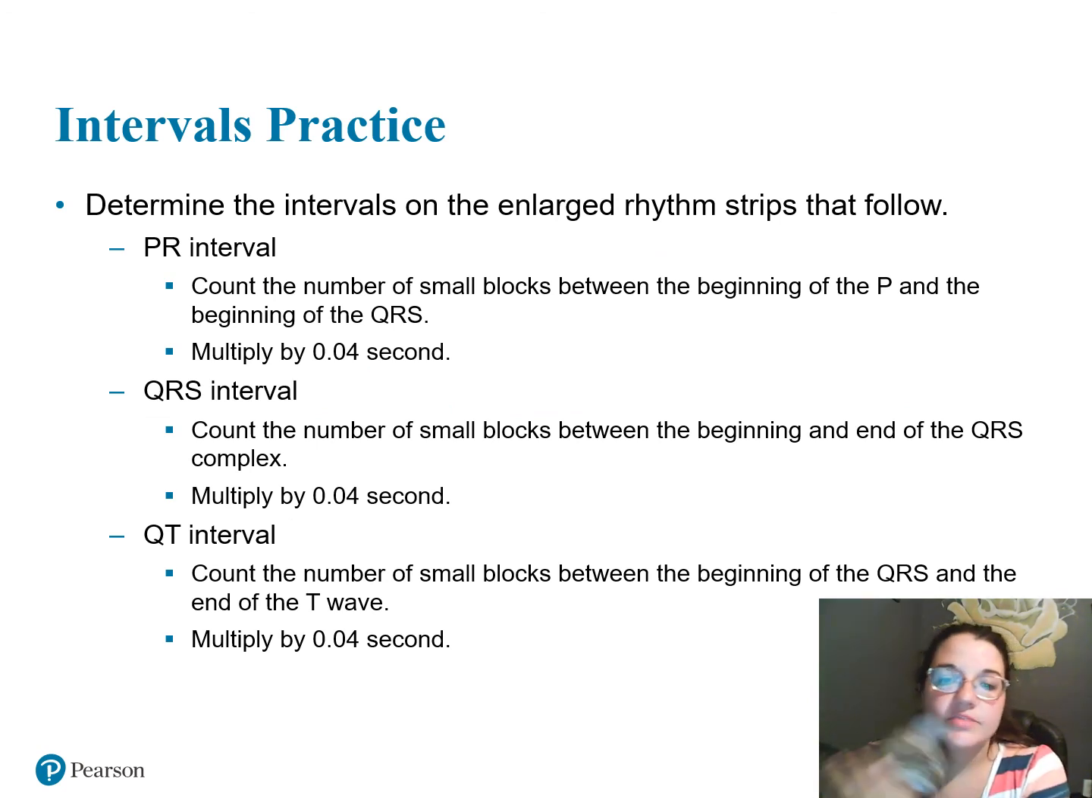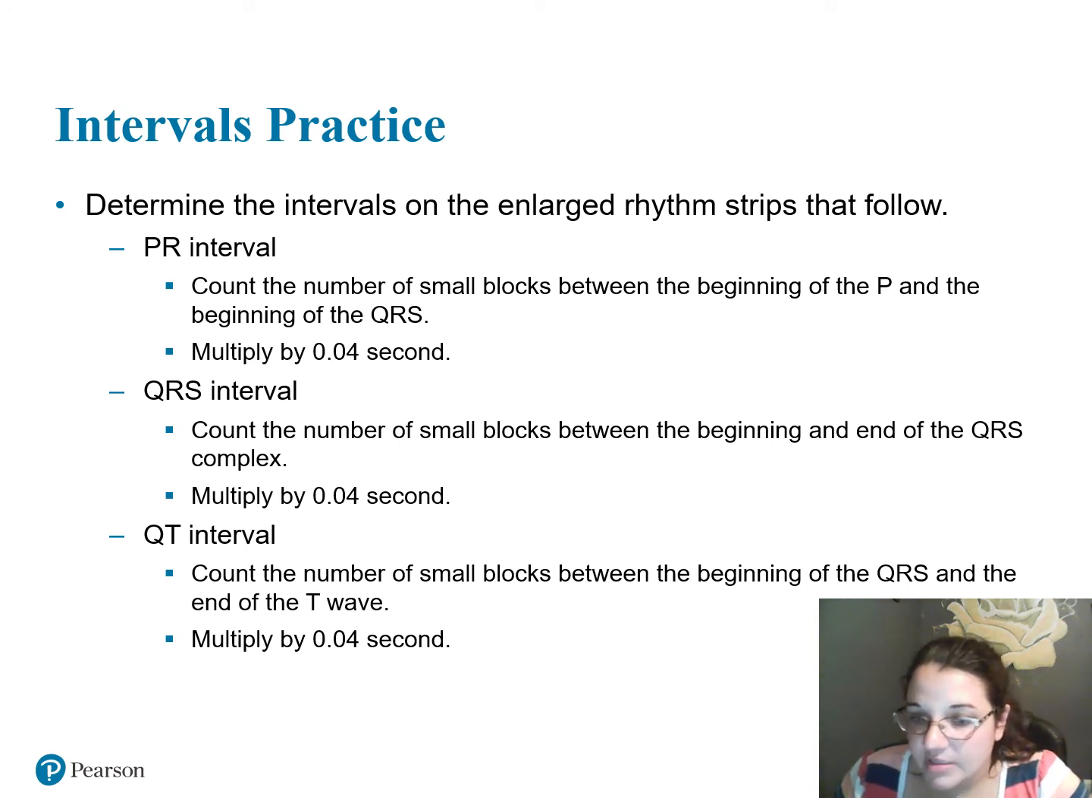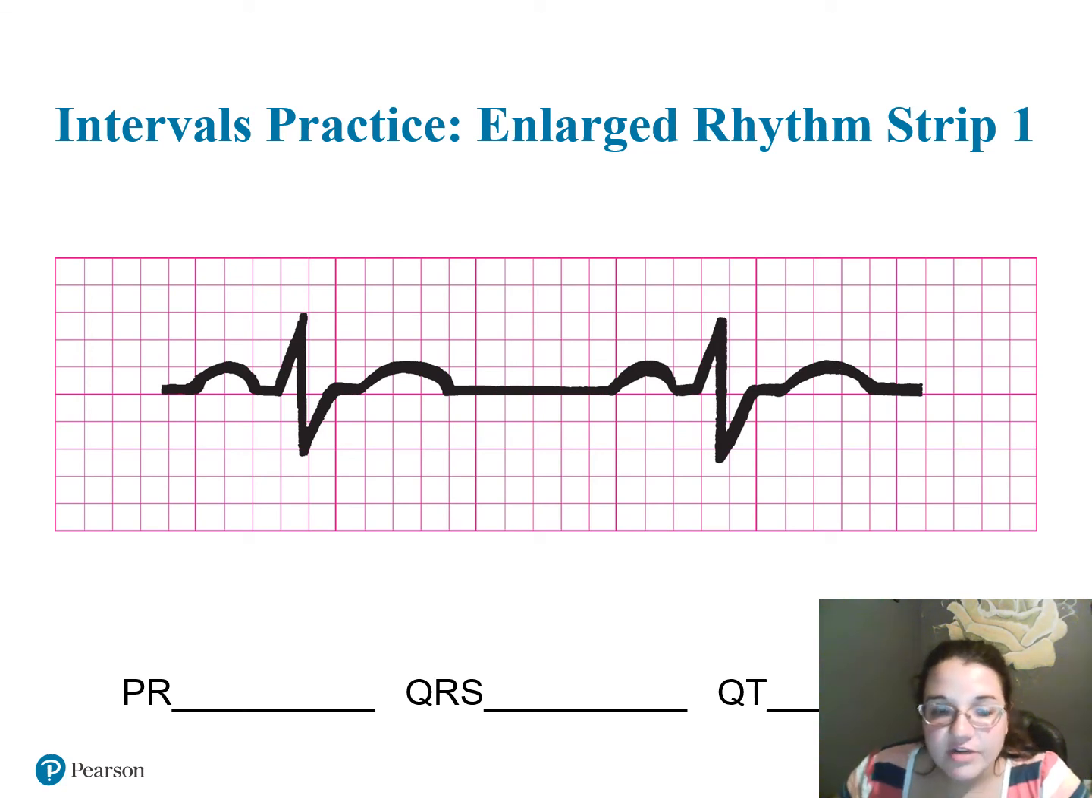All right, this is summing it up for you. So when you're determining the intervals on the enlarged rhythm strip, for your PR interval, you're going to count the number of small boxes between the beginning of the P wave and the beginning of the QRS, and then you're going to multiply by 0.04. For your QRS, count the number of small boxes between the beginning and the end of your QRS complex, and multiply by 0.04. And for QT, you're going to count the number of small boxes between the beginning of the QRS and the end of the T and multiply by 0.04 seconds. So for example, I'm going to go ahead and do this first one for you.